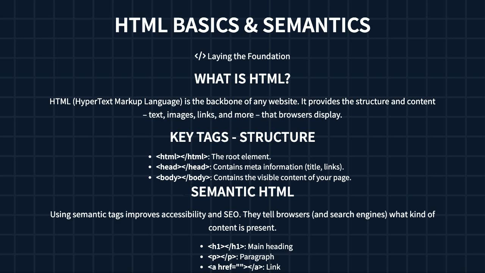Now, semantic HTML is really important. Instead of just using generic tags, we use tags that tell the browser what kind of content is there, like a heading or a paragraph. This makes it easier for search engines to understand your site and also helps with accessibility for users.